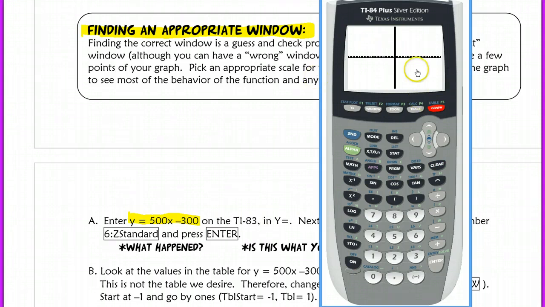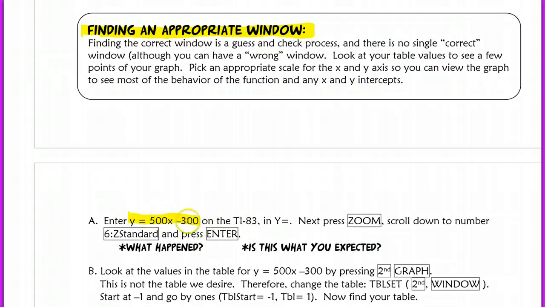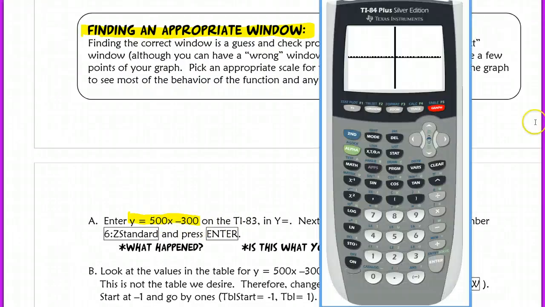And voila, I see 0. I see nothing of my line. And that's because my calculator is so zoomed in right now. Remember, we changed our window to -30 to 30. So that's all I'm seeing. I'm only seeing a very small portion of this overall graph. And I know that this is supposed to be a line. So obviously I need to adjust my window.